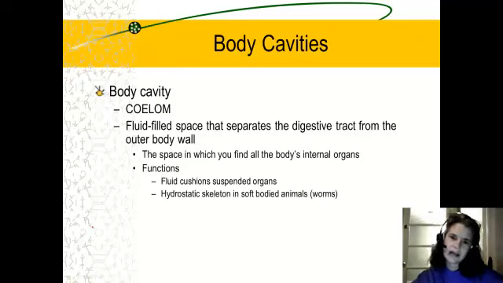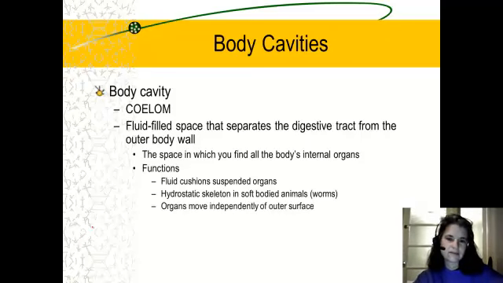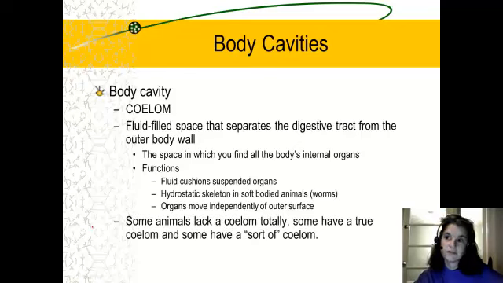In soft-bodied animals, when they don't have a skeleton, like a worm, for example, this fluid still gives them something that their muscles can work against and use to move their bodies. It's referred to as a hydrostatic skeleton, but it's just the fluid. Organs can also move independently of the outer surface. If you think of your heart being able to beat, but the outside of your body is not moving with that, that's kind of what we're talking about.